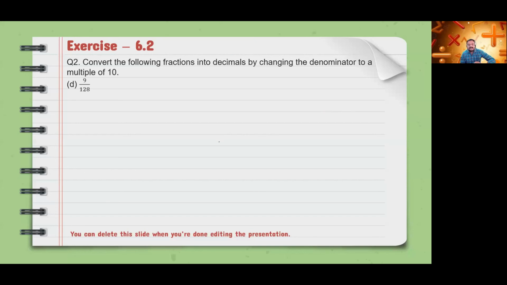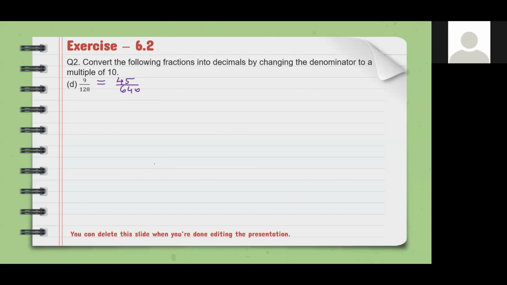Okay, Riddhi Siddhi. Yes, sir. We will multiply 128 into 5 and 9 into 5. Okay, so what will it come then? 9 into 5 is equal to 45, and 128 into 5 is equal to 640. So 45 upon 640.